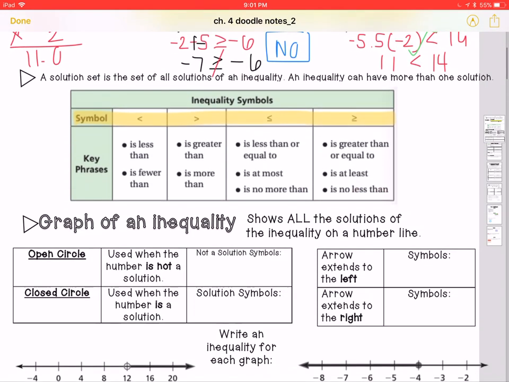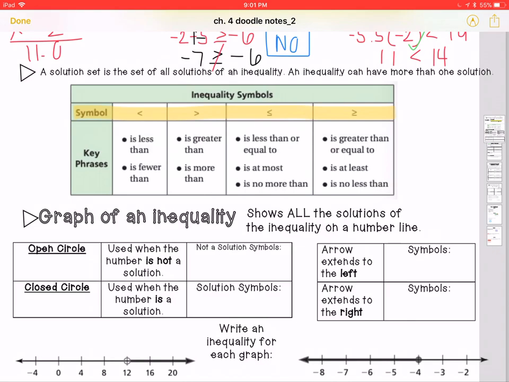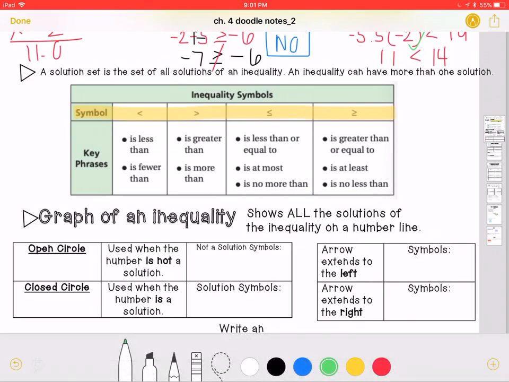Let's continue on. A solution set is the set of all solutions of an inequality. An inequality can have more than one solution. Before, we were dealing with equations. Equations have one solution, but inequalities have more than one solution.